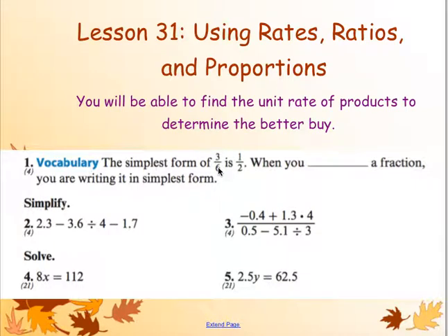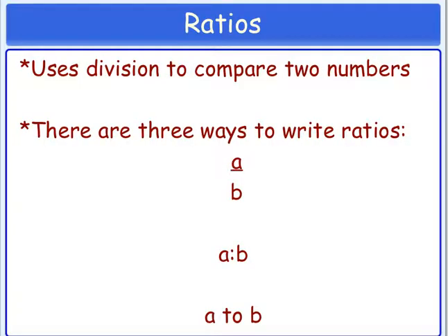Algebra 1, Lesson 31, we are looking at rates, ratios, and proportions. So the big idea is being able to find the unit rate of products to know which one I should buy because it's a smaller price. To talk about ratios, we should first give a definition. A ratio is really just a division relationship to compare two numbers.